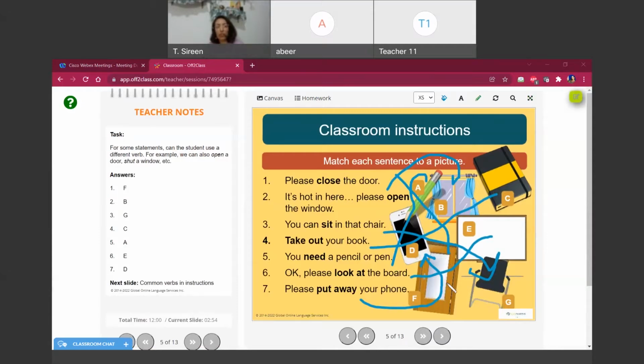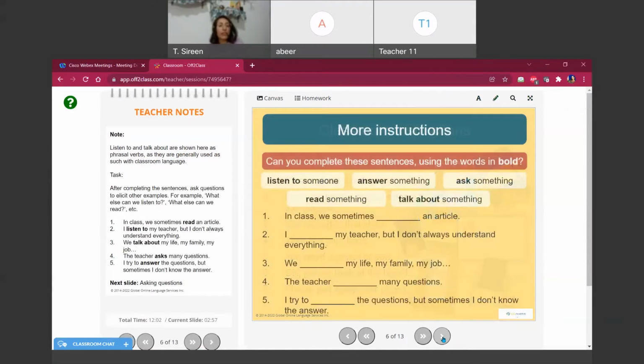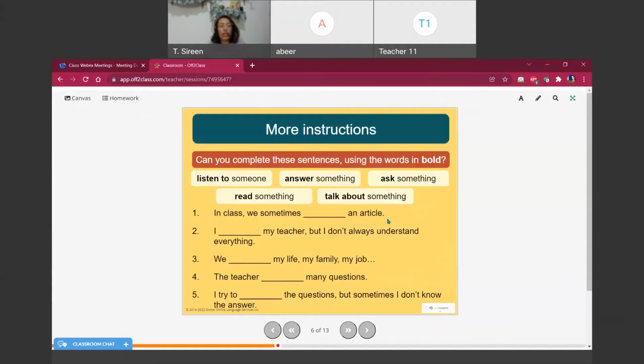Yes. Did you take the capture? Yes. Okay, let's continue now. Come on. So here, can you complete these sentences using the words in the bold? So here, let's try to see how can we use these words? I want you to read the sentences and try to put each one in the right place. Okay? For example, the first one. So here in the box we've got listen to someone, answer something, ask something, read something, and talk about something. So we're going to apply each verb in the right place. Okay? Come on Abeer, can you read the first one?